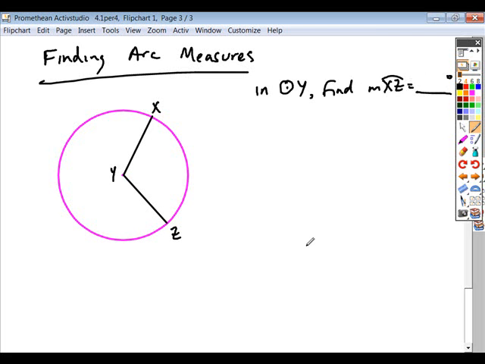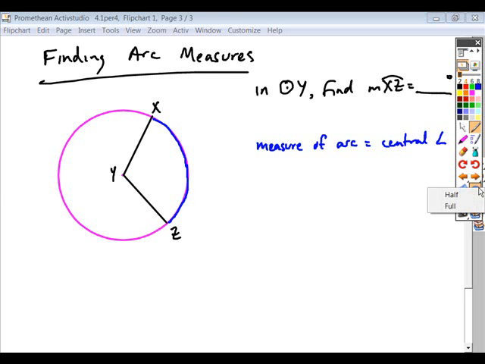Remember, arcs are measured in terms of degrees, the same as angles, and the relationship that we use to find an arc measure is that the measure of an arc is equal to the measure of the corresponding central angle. So when you're looking at the intercepted arc, in this case XZ, the arc measure of this is going to equal the central angle measure. So in order to find this, what you would need to do is identify its central angle.